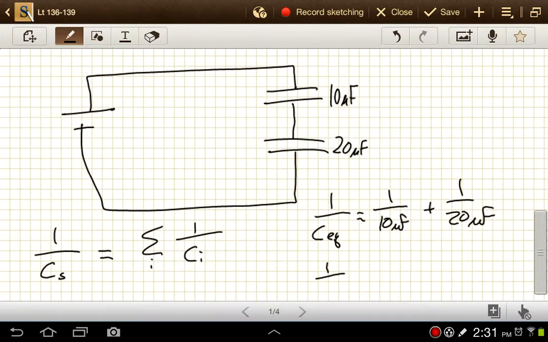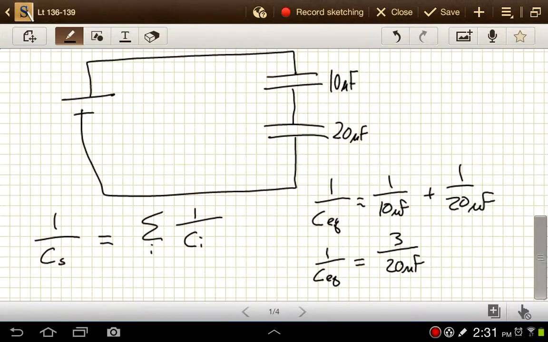So 1 over the equivalent capacitance would be, 1 over 10 is the same as 2 over 20, so 2 over 20 plus 1 over 20 would be 3 over 20 per microfarad. And so my equivalent capacitance there would be equal to 20 over 3, which is 6 2/3, so 6.67 microfarads, which is less than either of these capacitors. Again, we'll talk about why that happens in just a minute.